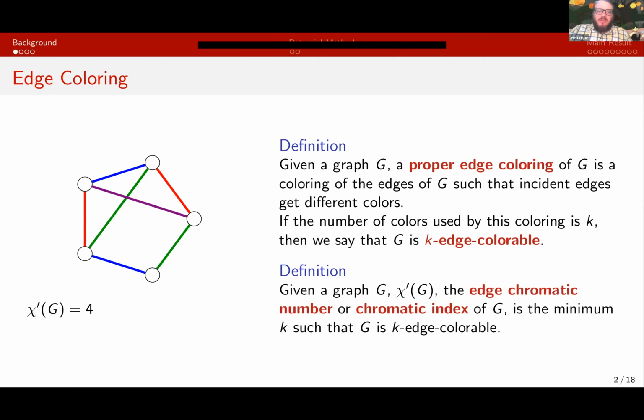We know it's at most 4 because it's 4 edge colorable, but just believe me, you can't do it with 3 or 2 or anything like that. So for this particular graph, its edge chromatic number is 4. Which is lower bounded by the maximum degree of the graph. That's what that delta of G is referring to, which is just looking at all the vertices, which vertex has the most edges incident to it. The number of those edges is the max degree.